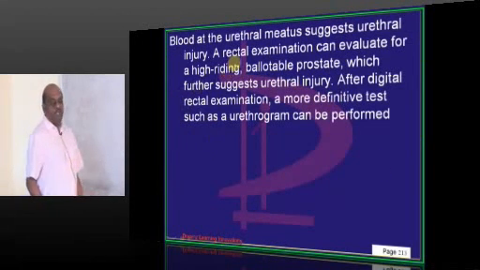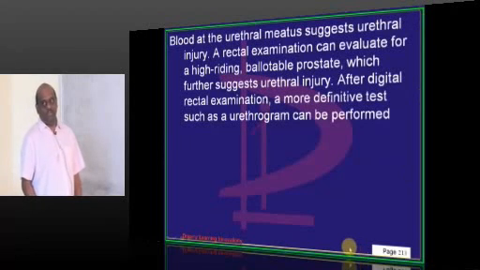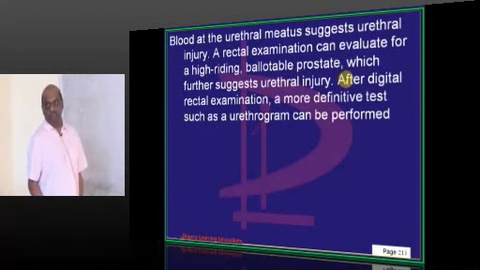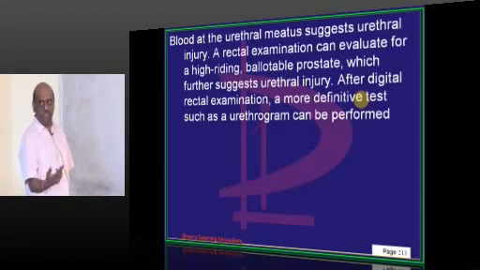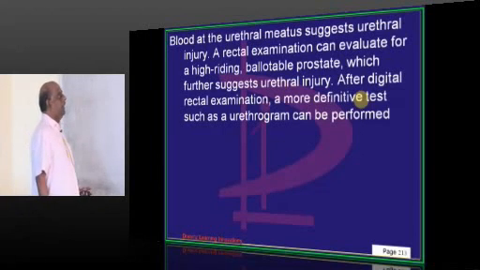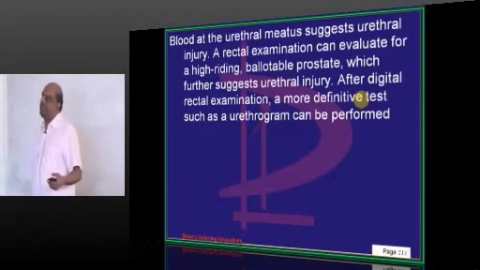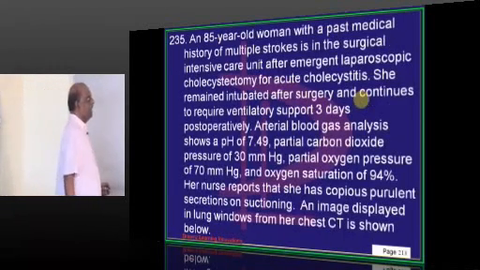A rectal examination is used. What is the positive finding in urethral injury? A high-riding ballotable prostate. Whenever you do a per rectal examination, if the prostate is high-riding and ballotable, it means urethral injury is there. And the most definitive test after the rectal examination, when you are suspecting urethral injury, is to do a urethrogram, is what you need to understand.